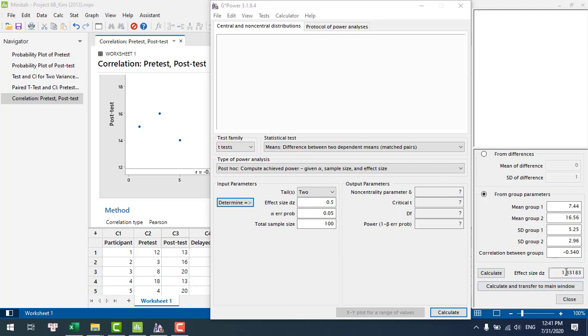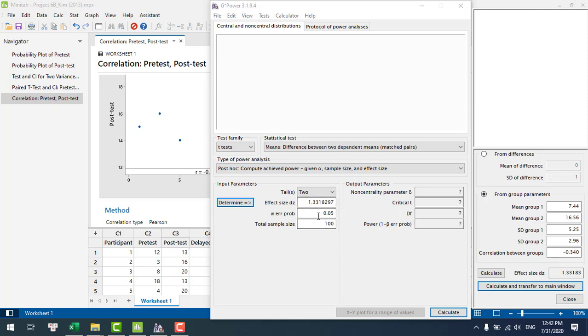Now we calculate an effect size of 1.33. This is higher than 1, and 1 is basically a very high level. So what we do now is we transfer this from this window to that window. Now the way to do that is we calculate and transfer to the main window, and notice that that 1.33 has automatically been entered here. Now here, make sure that we have the correct data. So you need to have two tails. You need to have the effect size that was transferred from that window.